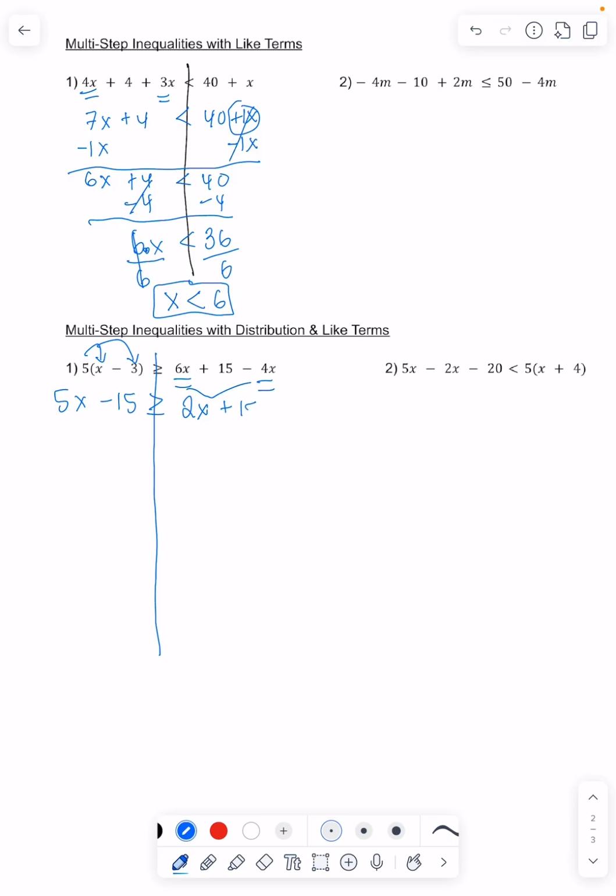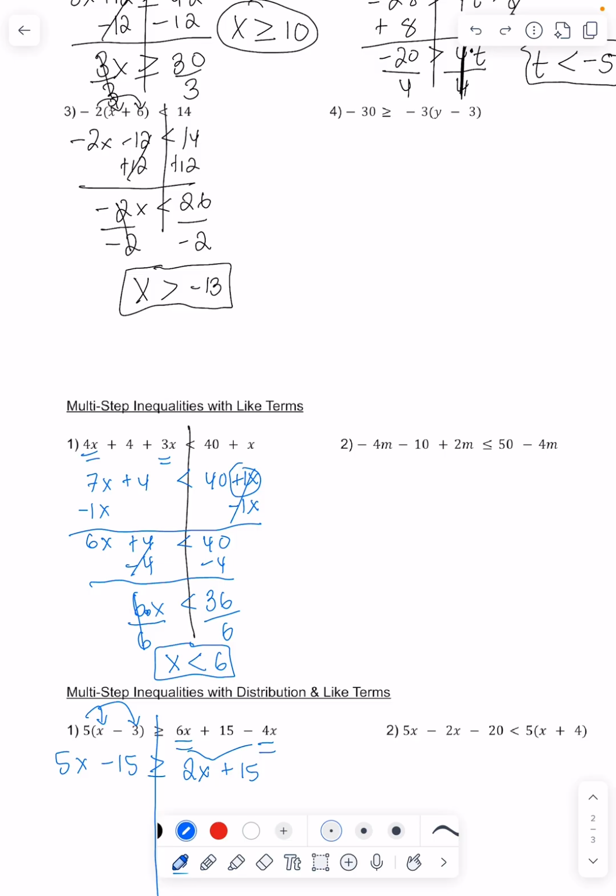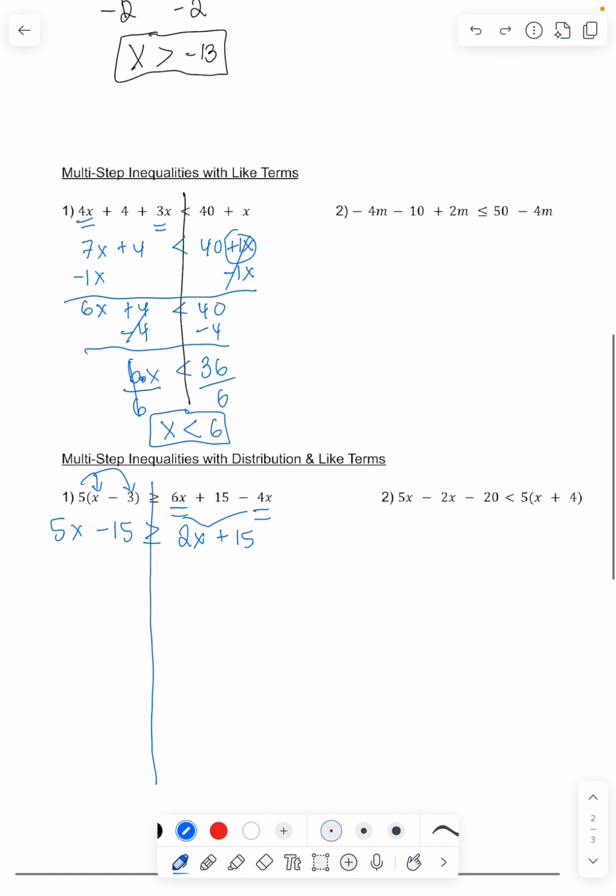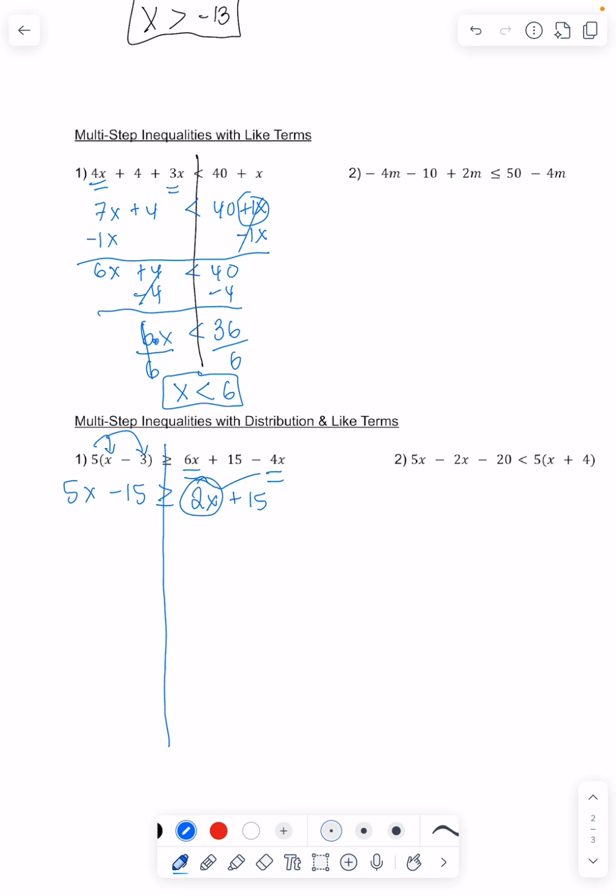So plus 15. Again, similar to the problem over here, right? We want to move the variables to one side, the constants to the other. Same thing here. Let's move this 2x to the left. So minus 2x would be the inverse, right, of positive 2x. That helps us cancel that. We get 5x minus 2x is 3x. We didn't do anything to this negative 15, so bring it down. So minus 15 is greater than or equal to positive 15 in this case.